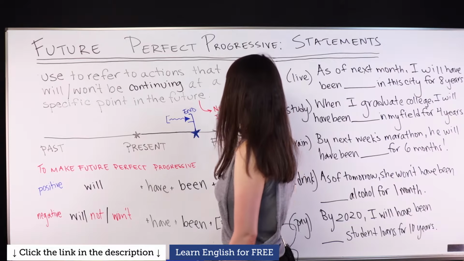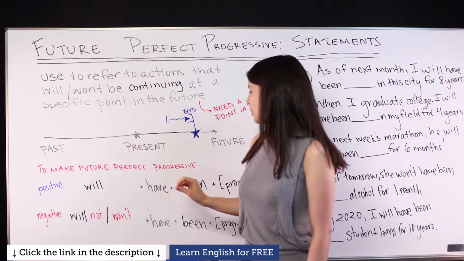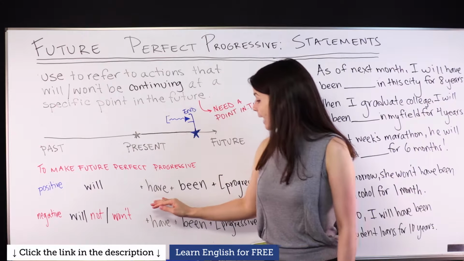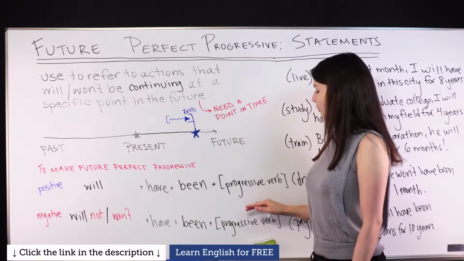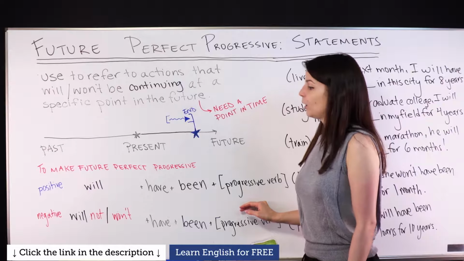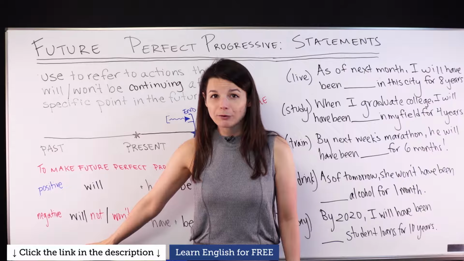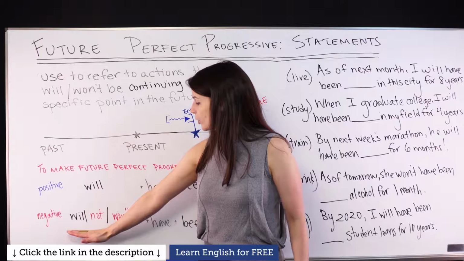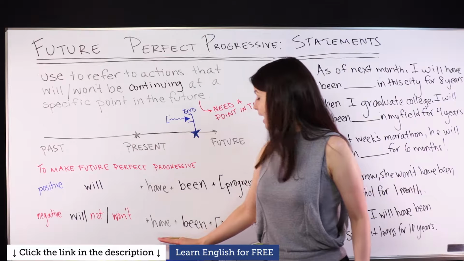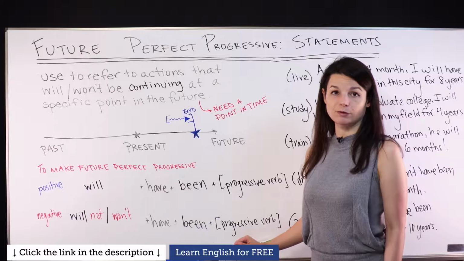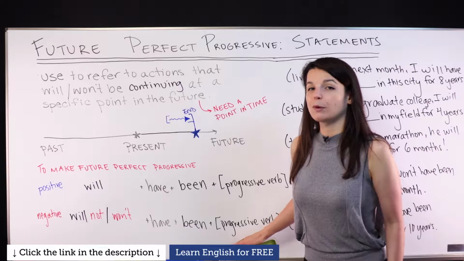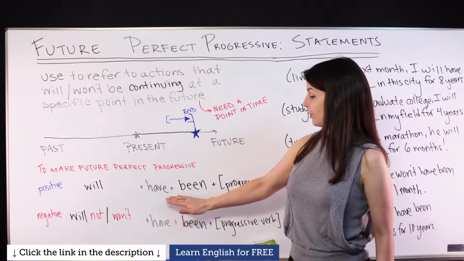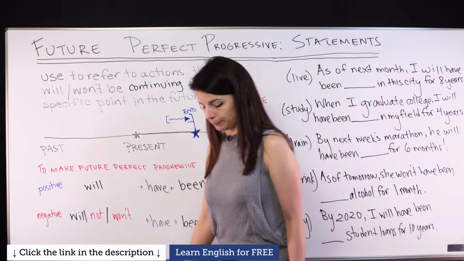Okay, let's take a look at how to make the future perfect progressive. So when we make the positive form, it's will plus have been plus the progressive form of the verb. When we make the negative form, which again is very rare and it's not typically used, but just in case you see it somewhere, we would use will not or won't plus have been plus the progressive form of the verb. So don't worry too much about this one. It's not so common. Let's take a look then at some examples which primarily use the positive form.